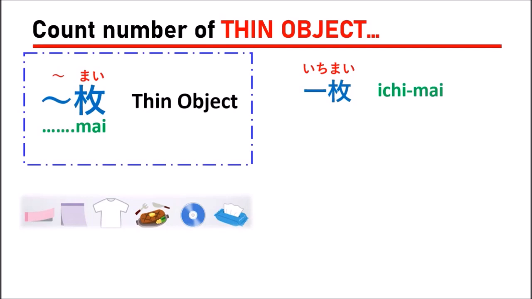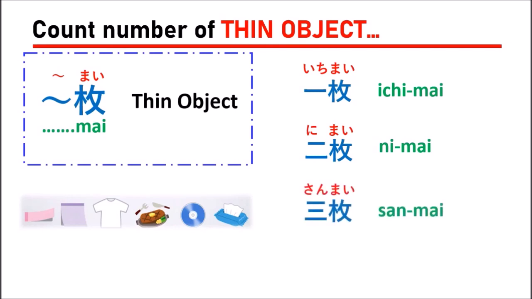For example, if you want to say, please give me a paper, in Japanese, you say, ichimai no kami o kudasai. Something like that. Nimai, sanmai.